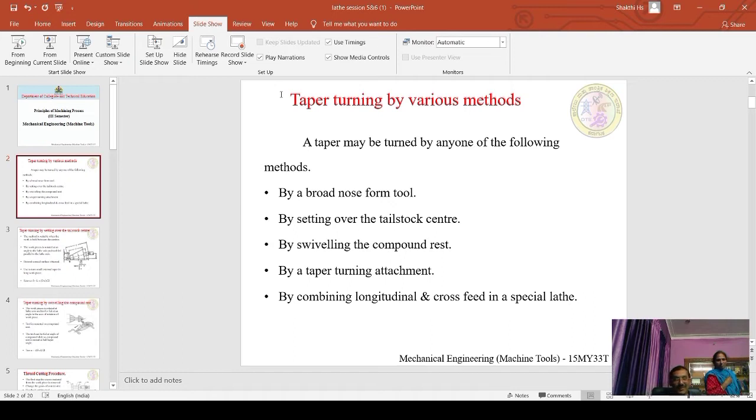and in various operations. Once again, the first one is the broad nose form tool method. Another one is the tailstock setover method, and the compound rest method. Another one is the taper turning attachment method, and another one is combining longitudinal and cross feeds in a special lathe.